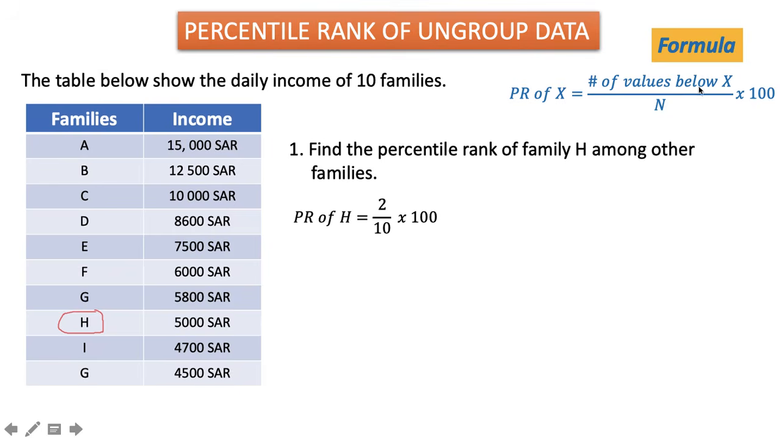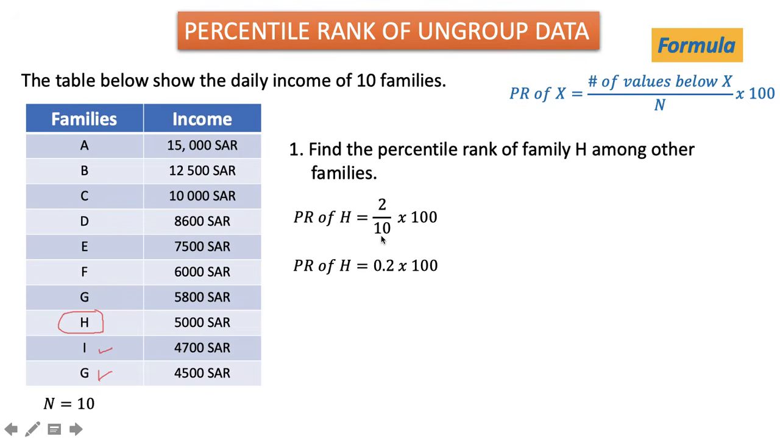Notice that the number of values below x here is 2. It is because there are 2 families below our subject, which is H. So that's why it is 2 right here. Now, why is our n 10? It is because the number of observations is 10. If we count the number of families being observed here, it is 1, 2, 3, 4, 5, 6, 7, 8, 9, 10. So that's why our denominator here is 10.